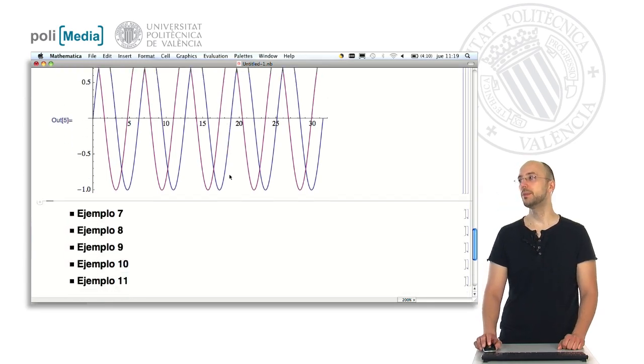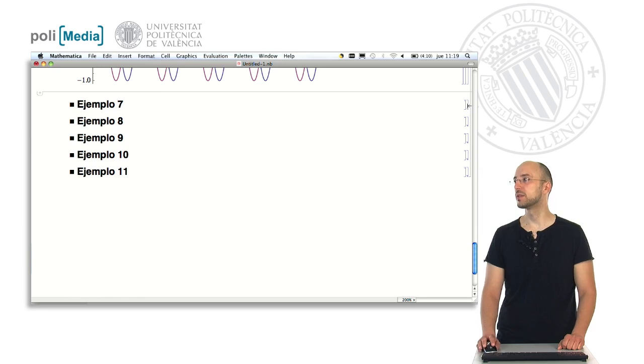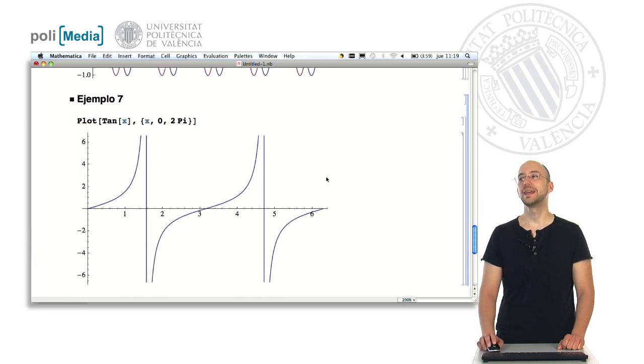Let's see one more example, a bit unusual one. For example, the tangent. The tangent, as you will remember, is sine divided by cosine, and its graphical representation is a little stranger. Let's analyze it a little. When x is worth 0, the tangent of 0 is 0. So at this point, there is no problem. The tangent of 1/4 of pi is equal to 1, which would be more or less around here.